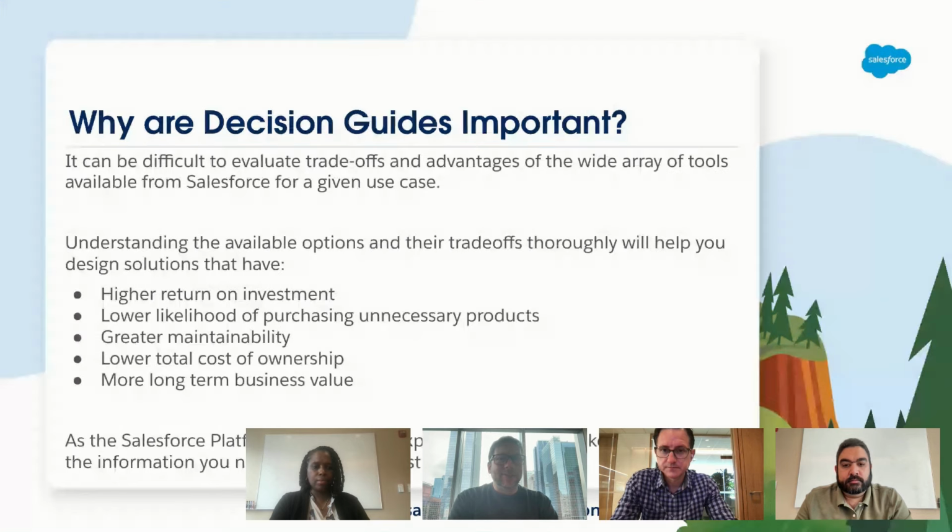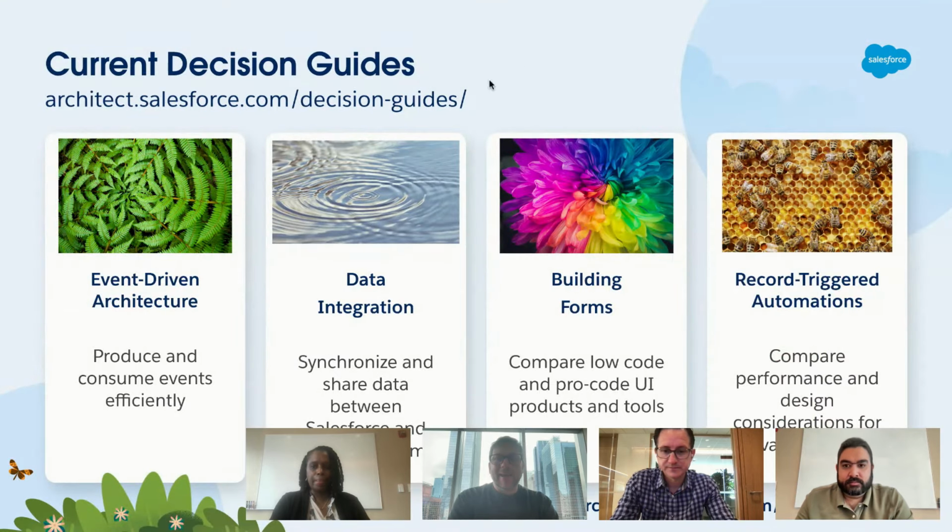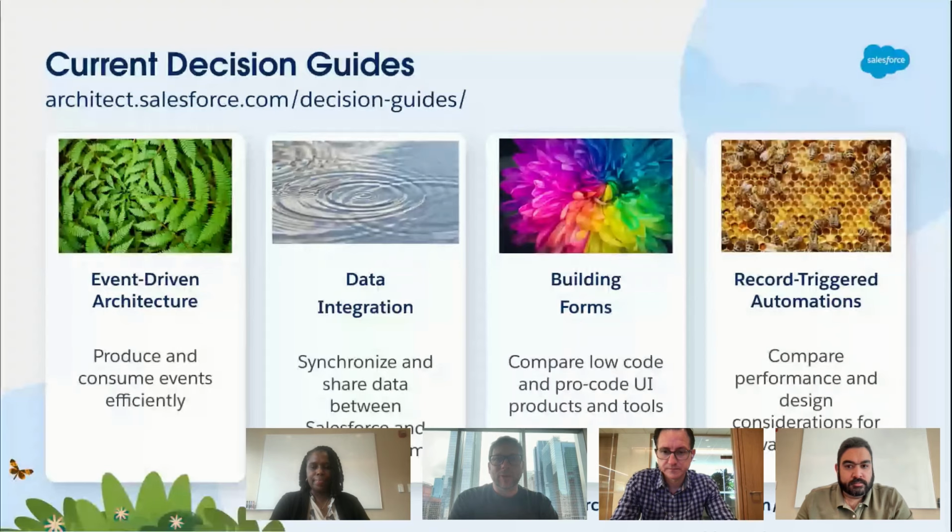And thanks for sharing that link, Shelby. Yeah, you can find the latest decision guides on architect.salesforce.com. And we currently have 4 of them, and I'm going to get to them in a few minutes. We're actually going to be adding some more, but if you go to architect.salesforce.com and look under the decision guides menu, which we'll do in a minute, you can see that we've got a guide for event-driven architecture, which is around producing and consuming events efficiently.